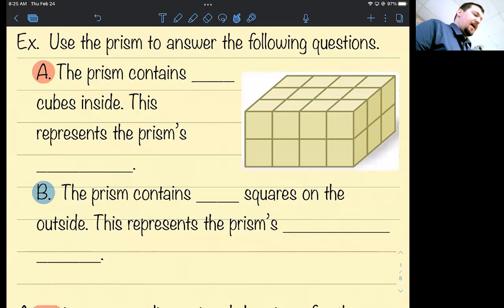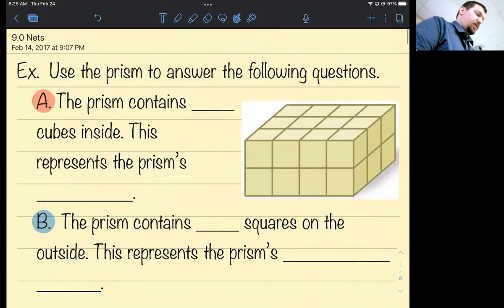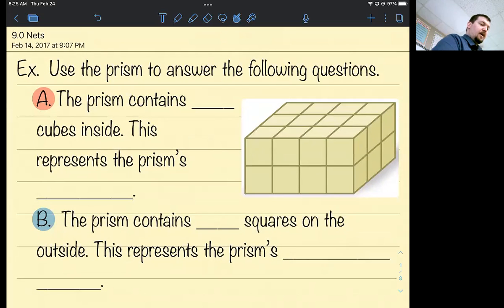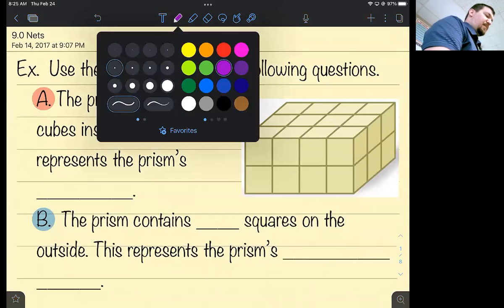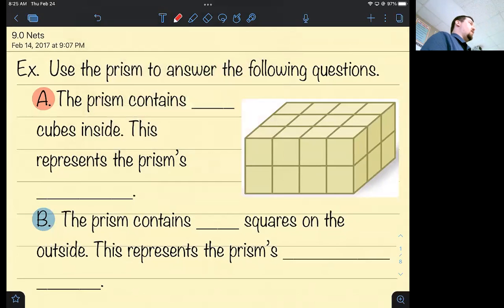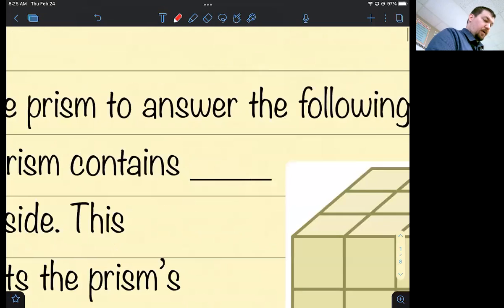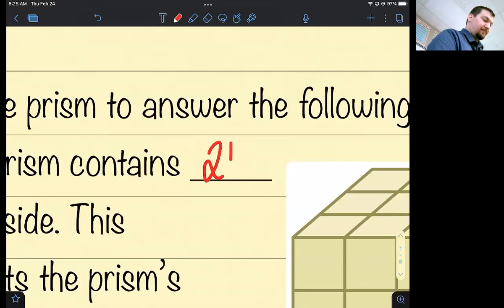Okay, so by now, this is section 9.0, the nets notes. By now, you've had enough time to at least look the shape over. Does anyone want to tell me how many cubes they think are here? Hannah? 24 is correct.